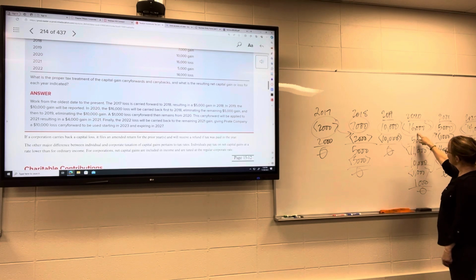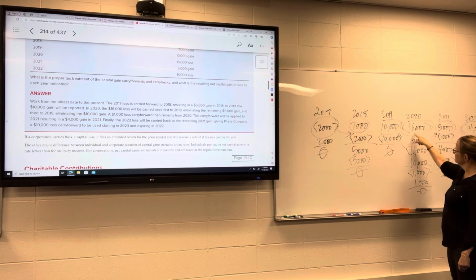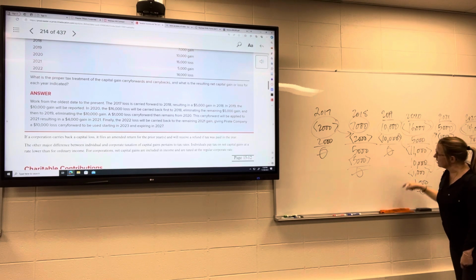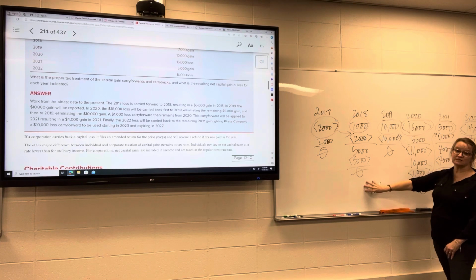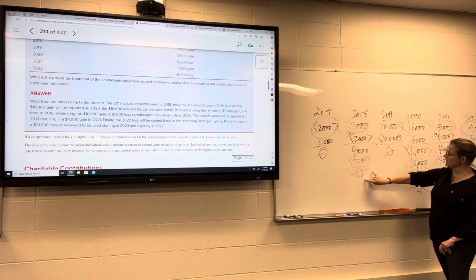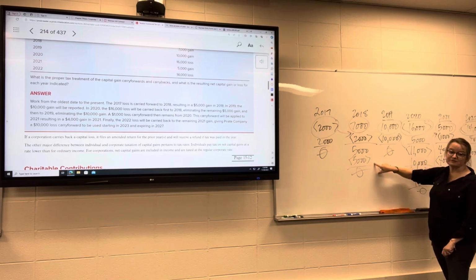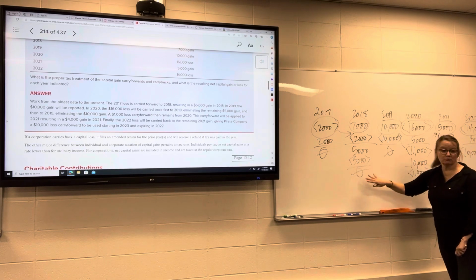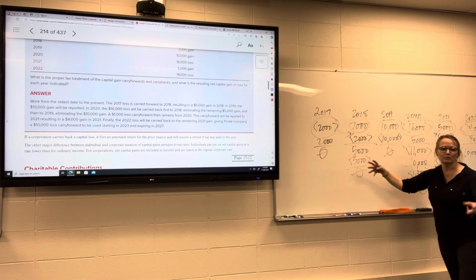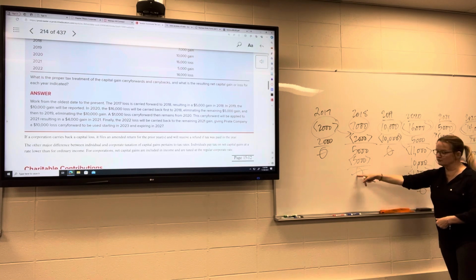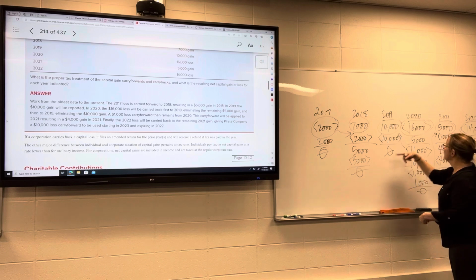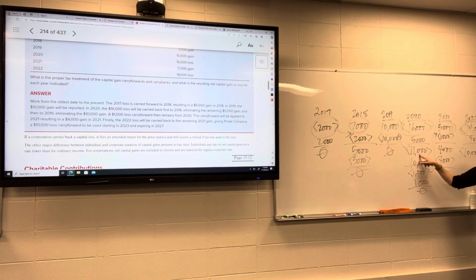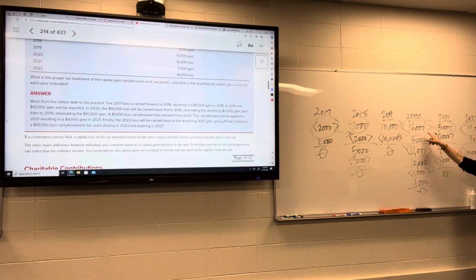So we can take $5,000 of that $16,000 loss and amend the 2018 return so that we offset that $5,000 gain. Now it's like we had no gain, and we'll get a refund for that year. After that, we've got $11,000 of loss left because we used 5 of it.